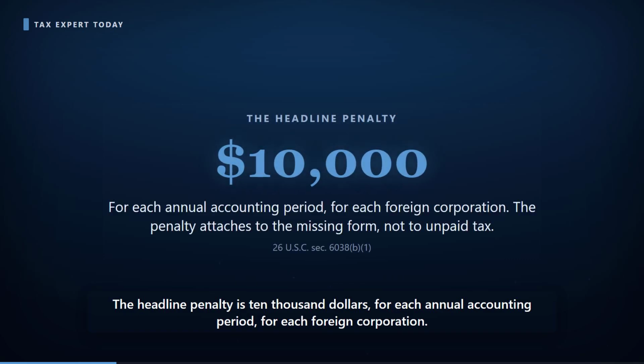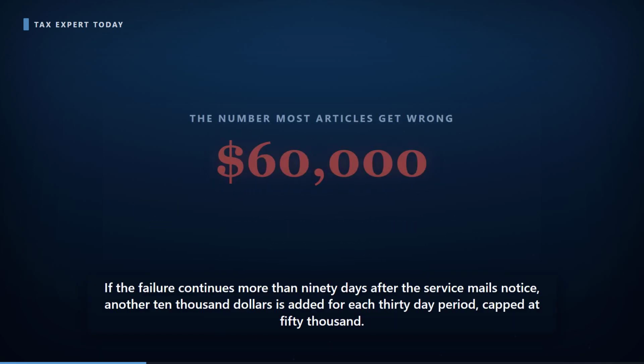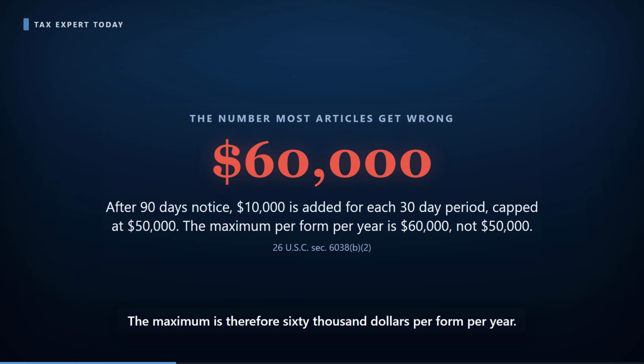The headline penalty is $10,000 for each annual accounting period for each foreign corporation. That is Section 6038(b). If the failure continues more than 90 days after the service mails notice, another $10,000 is added for each 30-day period, capped at $50,000. The maximum is therefore $60,000 per form per year, not $50,000, as it is frequently summarized.